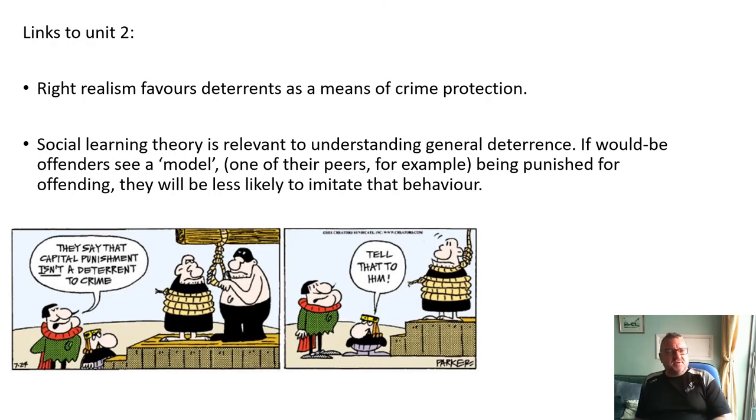How does this link to Unit 2? Well, right realism will favour deterrence as a means of crime protection. And of course, social learning theory is relevant because if would-be offenders see a model, i.e. one of their peers being punished for offending, they'll be less likely to imitate that behaviour.